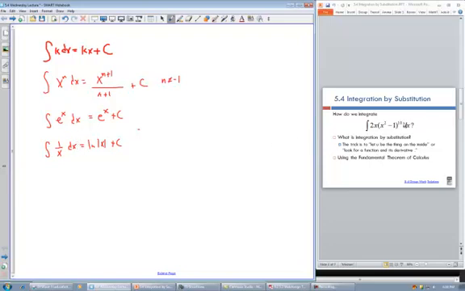And so how can we integrate this? And so what we're going to do is we're going to use a technique, a method that is called integration by substitution. So what is integration by substitution?